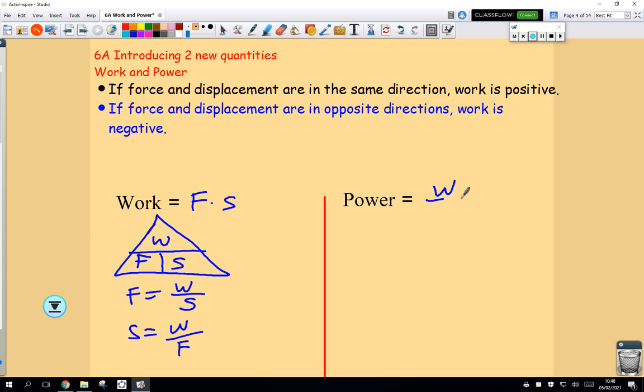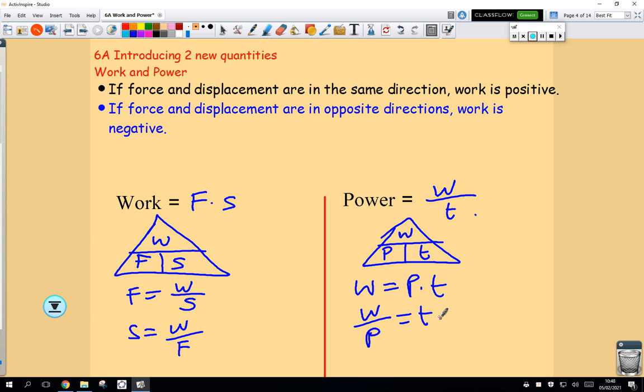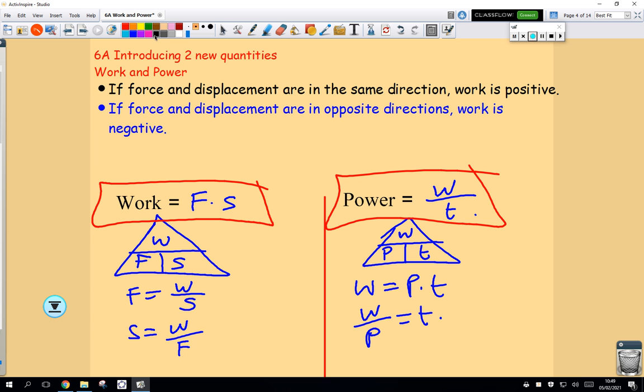Power is defined as work done divided by time taken. So again, just like before, work done divided by time taken, that's giving me power. So if I know the power and the time, well, I can calculate the work. And if I know the work and the power, I can calculate the time taken. Okay, so you need to know the definitions for these things. You absolutely need to know these equations by heart. And just get used to them.